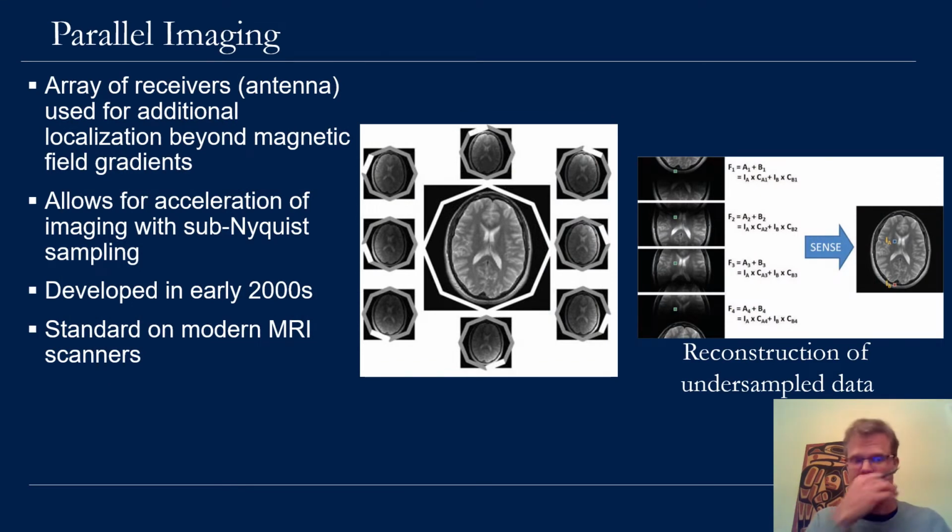So this is the idea of parallel imaging. The concept here is that we're going to use our array of receivers, our receive RF coil, and they actually provide some additional localization beyond what's in the magnetic field gradients. This is what allows us to accelerate imaging with sub-Nyquist sampling. This technique has been around for almost 20 years now, and it's very standard and has become a workhorse of modern MRI scanners. We'll unpack a couple of these pictures here on the right in the remainder of the lecture.